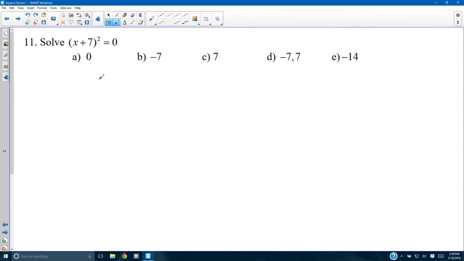Number 11, solve (x + 7)² = 0. There are a lot of different ways you can do this. I could solve using the quadratic formula if I wanted to. It'd be kind of strange to do. Let's just rewrite it out one more time.